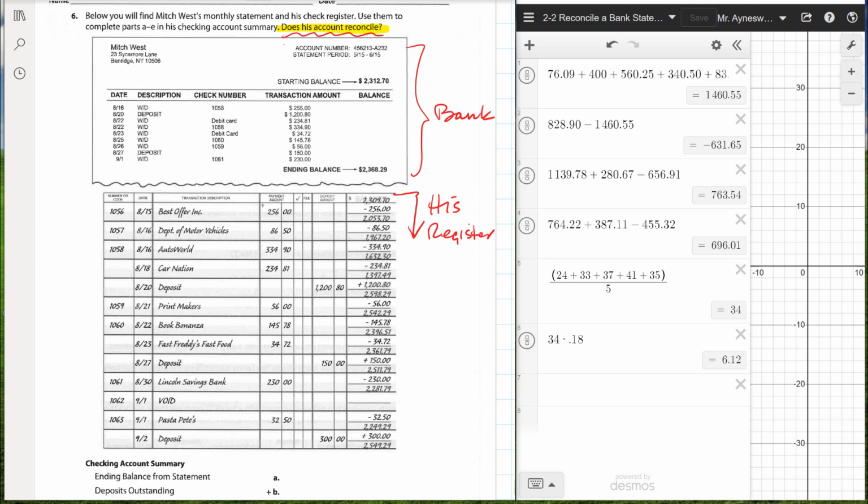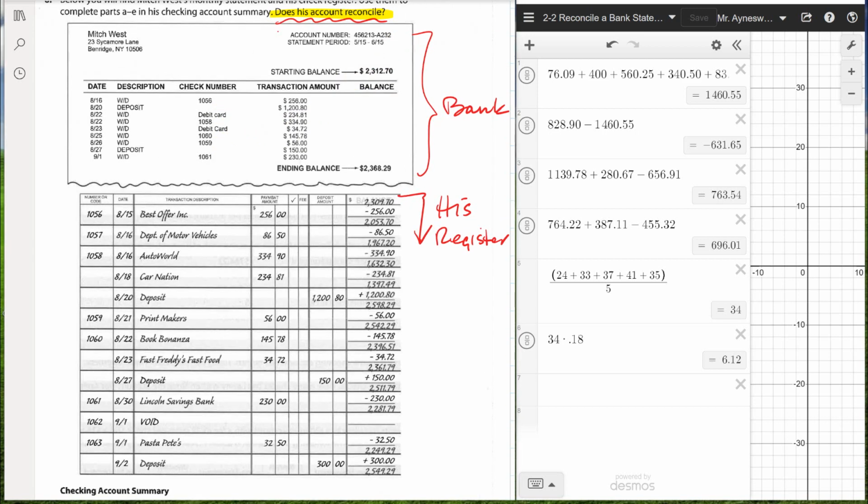All right, so here we go. What we want to do is reconcile this puppy, and we're going to take a look at his bank statement here and mark off which ones have cleared the bank. That's what we've got to do first. We want to mark off in this column here, I'm going to highlight it in yellow, which ones have cleared the bank and which ones are outstanding. So we're just going to mark them off one by one.